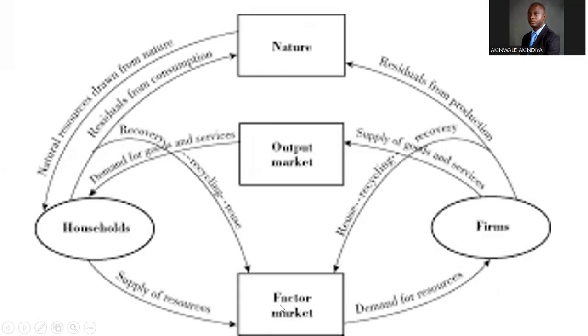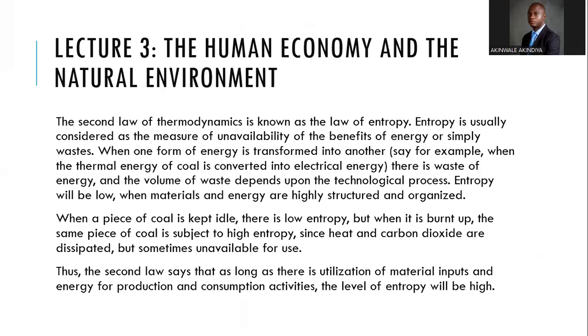Nature also supplies resources to the factor market. The factor market supplies the firms. The firms supply the goods to the output market. They also buy from the output market. The waste from the households is taken back to nature, part of which is recycled. The waste from firms is also returned to nature. Some of it is passed to nature as waste, and some of it is recycled back to the factor market. Great. So I think I can pass.